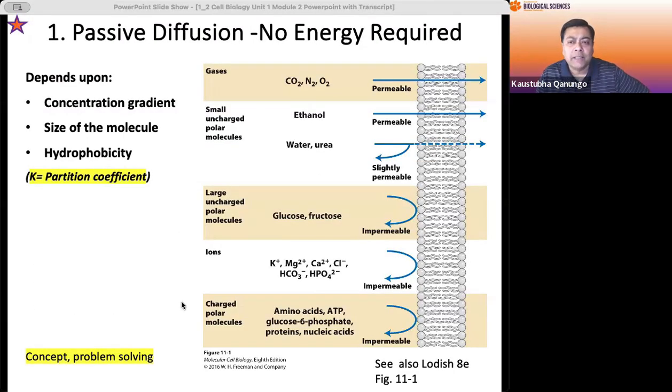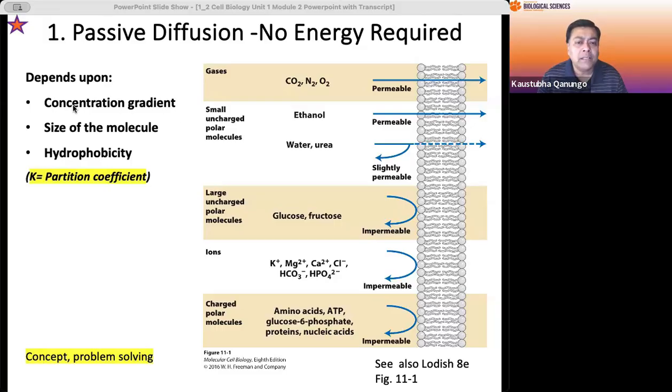This is passive diffusion through the plasma membrane. Only small molecules like carbon dioxide, nitrogen, and oxygen can pass directly through the membrane, whereas ethanol is also permeable, but water and urea are slightly permeable, almost impermeable. You need aquaporin or some channel to move those, whereas large uncharged or charged polar molecules, glucose, and ions are mostly impermeable. Passive diffusion is dependent on several factors. Remember that you will need this to answer some of your quiz questions.